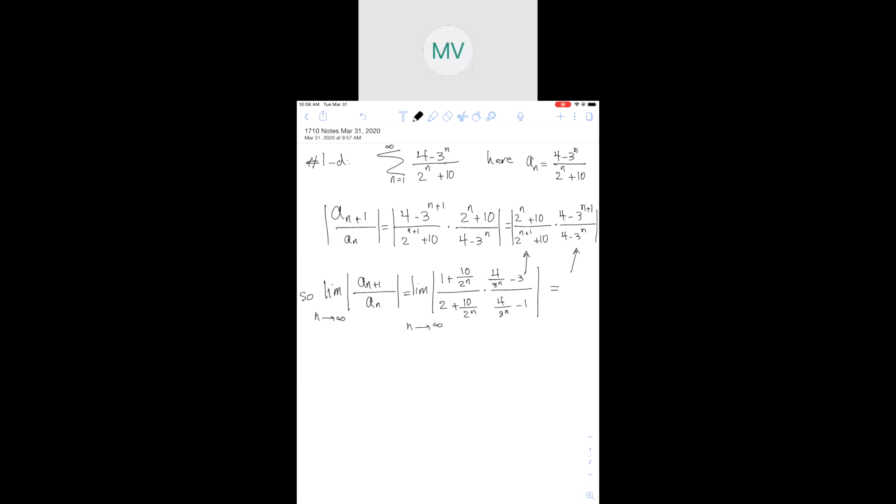Now as n approaches infinity, you can see a bunch of zeros showing up. Right? For example, that goes to 0, that goes to 0, that goes to 0. So you're left with half times 3, because you have negative 3 over negative 1, which is 3. So your final limit is 3 over 2. Bigger than 1, so the sum of a sub n, by ratio test, diverges.